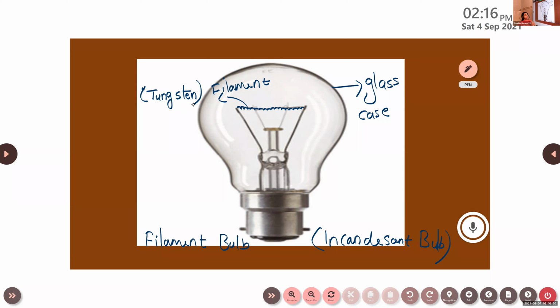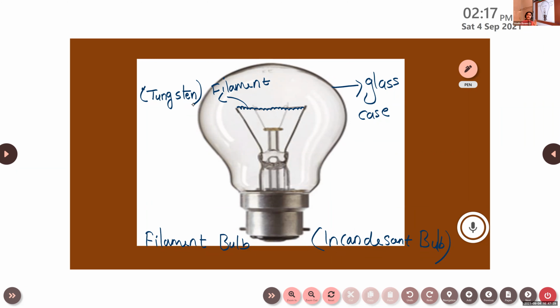Students, do you know what is the function of this filament inside this bulb? Why are we using a filament inside this incandescent bulb? What is its use? Gets heated and produces light. Yes, very good. The function of the filament is that if and only if this filament is heated as much as possible, then only it will produce a brighter light. That is the speciality of an incandescent bulb or filament bulb. If and only if this filament becomes too hot, then only it produces a large amount of light.